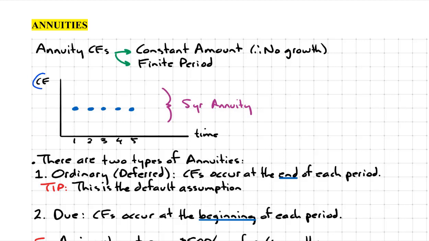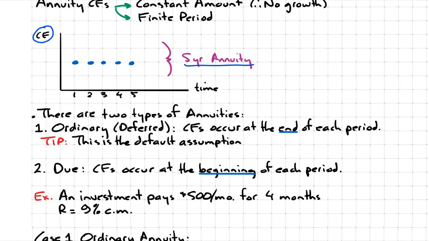So here's the cash flows. You can see that the cash flow amounts are the same each year, and at the same time, they run for a fixed period. So therefore, this would be considered a 5-year annuity. Now, there are two types of annuities.